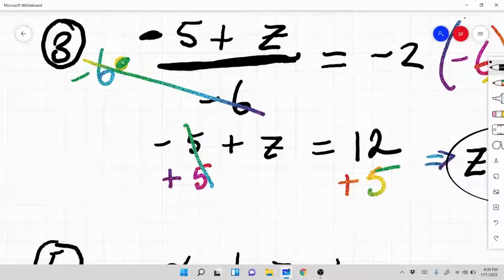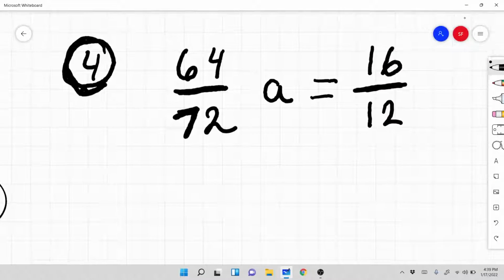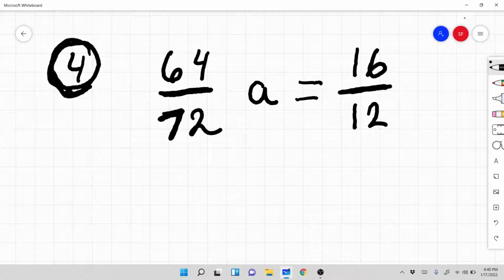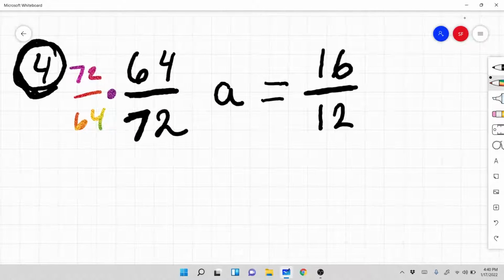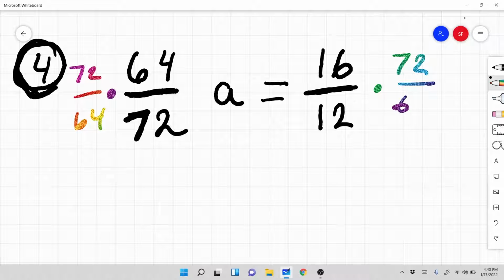All right. Now, number 4, moving on. So now we've got a fraction times a variable. So to get rid of it, we've got to divide. And remember, to divide, we multiply times the reciprocal. So we're going to multiply both sides times 72 over 64. Okay? We're going to multiply these times 72 over 64. Right? So these cancel, leaving us with just a on this side.